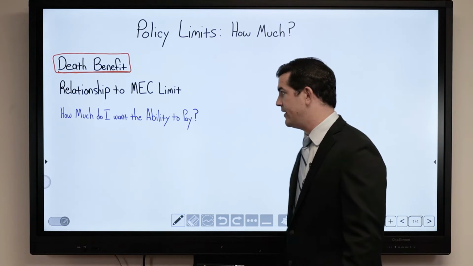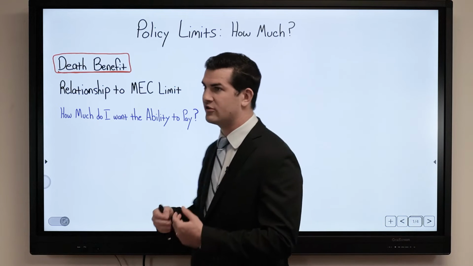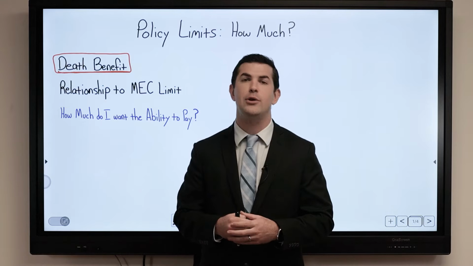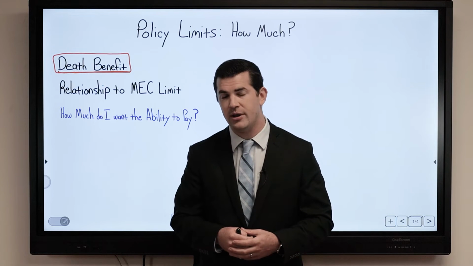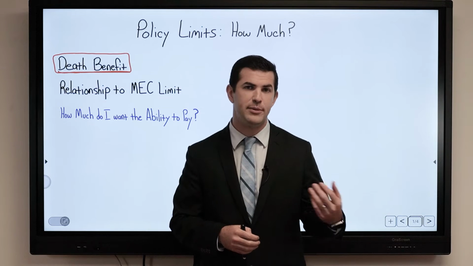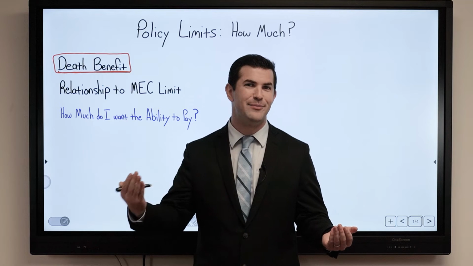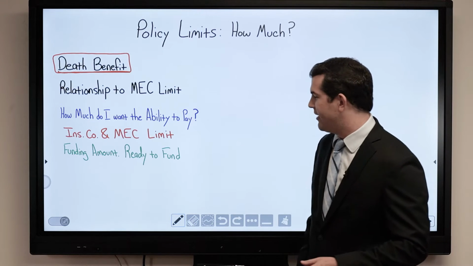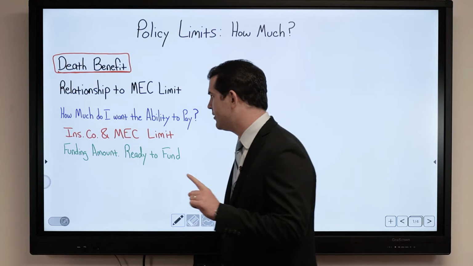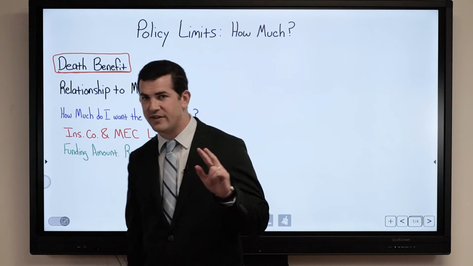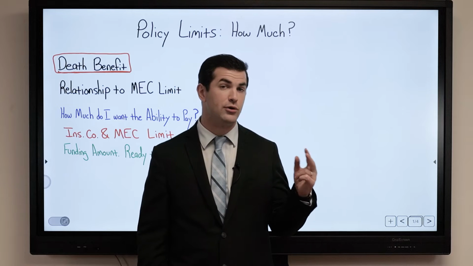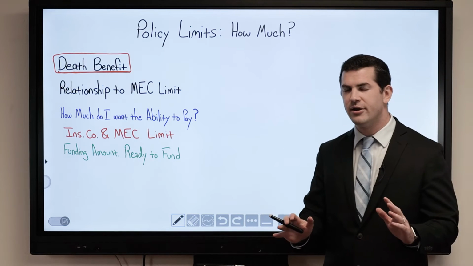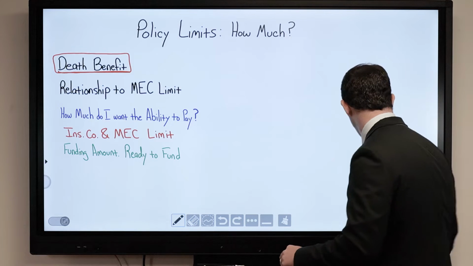So often I will ask the question, how much do you want the ability to pay into a policy on any given year? Not commit to, not get a bill for, but how much do I want the ability to pay into a policy on any given year? And what I've got to be aware of, two limits: the insurance company limits, and then also the MEC limit. And when I get to a point when I'm ready to fund, how do we set it up? Well, let's take a quick look here.